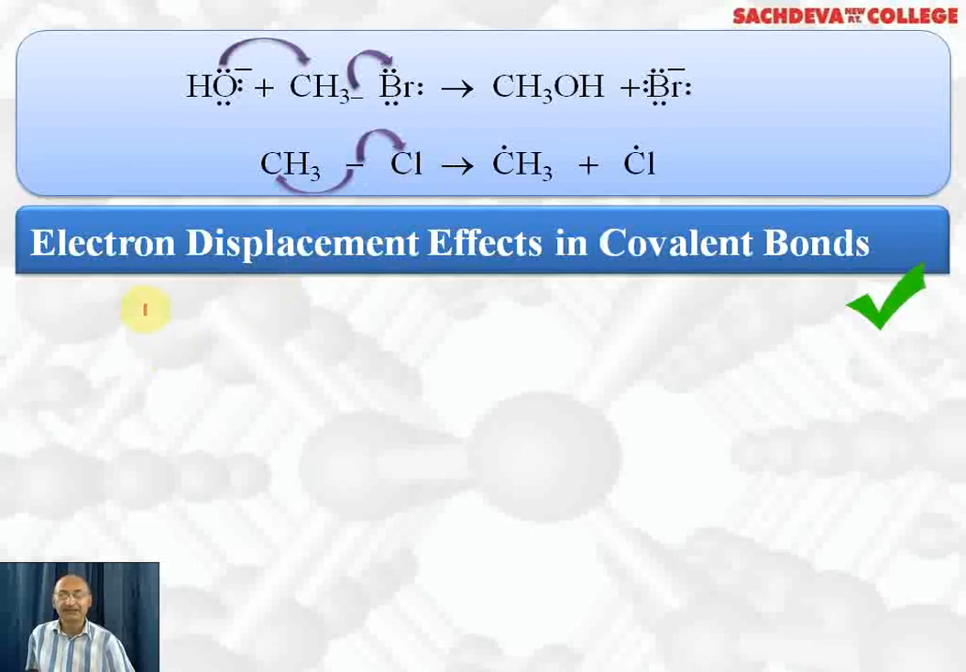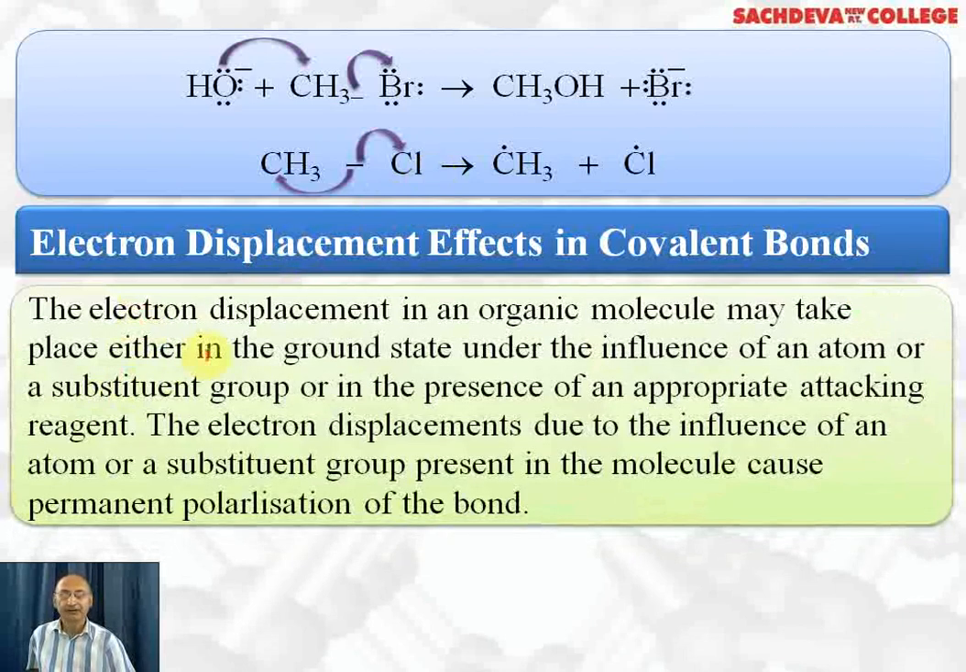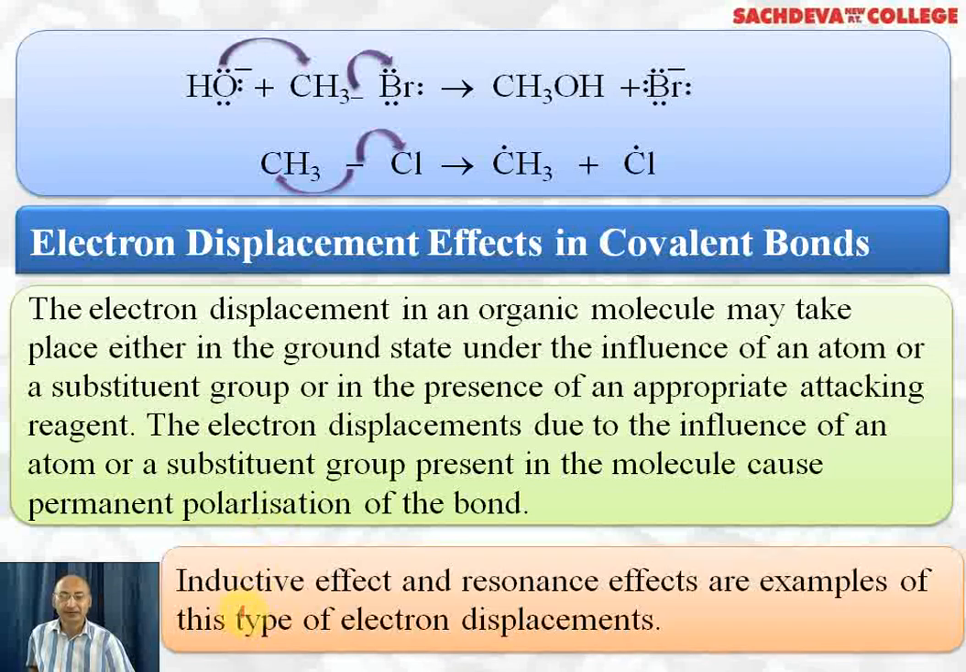Electron displacement effects in covalent bonds. The electron displacement in organic compound molecules may take place either in the ground state, under the influence of an atom or a substituent group, or in the presence of an appropriate attacking reagent. The electron displacements due to the influence of the atom or substituent groups present in the molecule cause permanent polarization of the bond. That is, with the help of electron displacement, permanent polarization of the bond can be carried out in organic compounds. Let's explain with the help of an example.